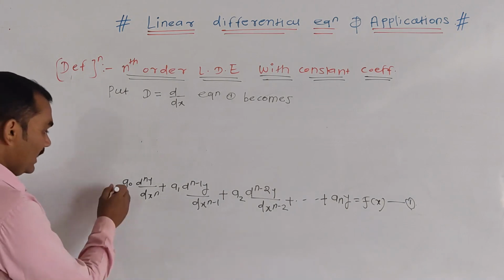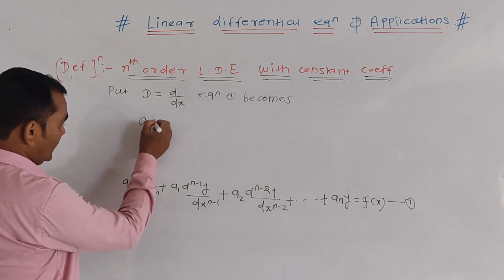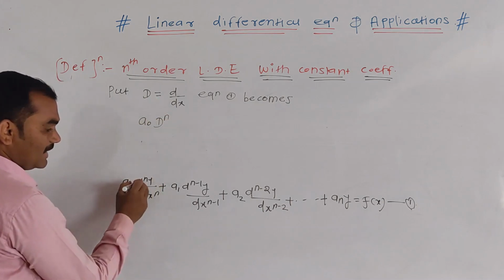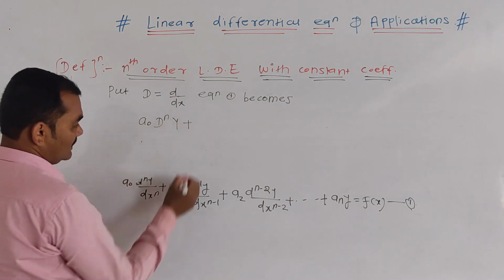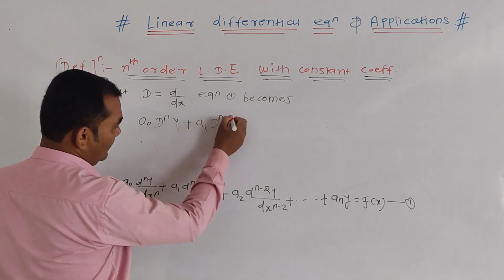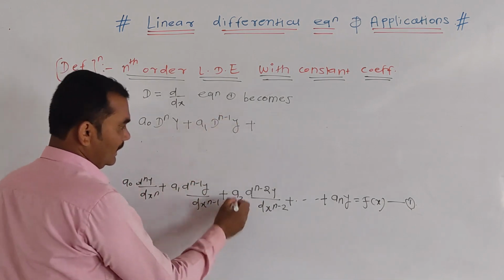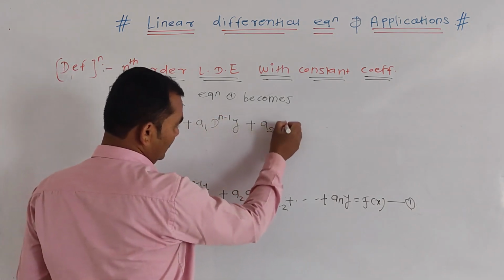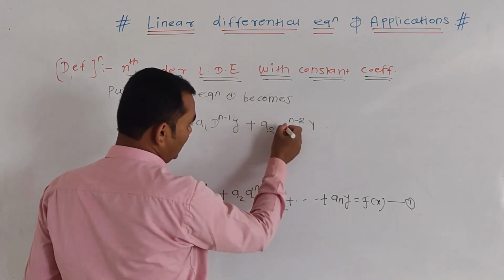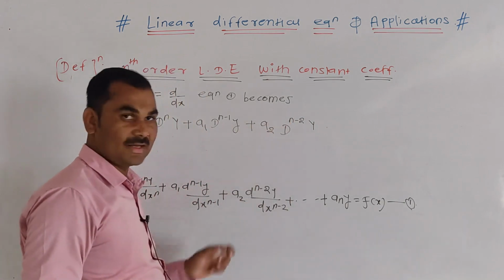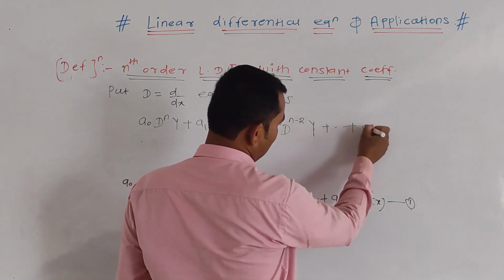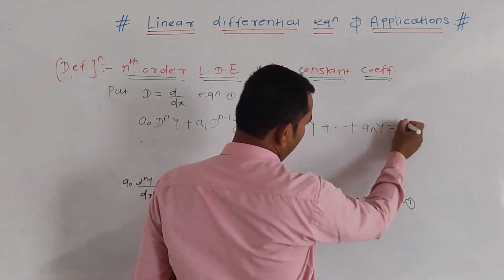तो क्या मिलेगा आपको, देखो यहाँ पे this is your a0 d by dx, उसकी वैल्यू क्या है, कैपिटल D. तो कैपिटल D रिश्तो क्या बचेगा, n इंटू वाई प्लस यहाँ पे क्या जाएगा a1, यहाँ पे d का पावर n minus 1 into y plus here a2 d raised to n minus 2 into y. Here is a capital D, because d by dx is capital D plus dot dot dot a and y is equal to f of x.